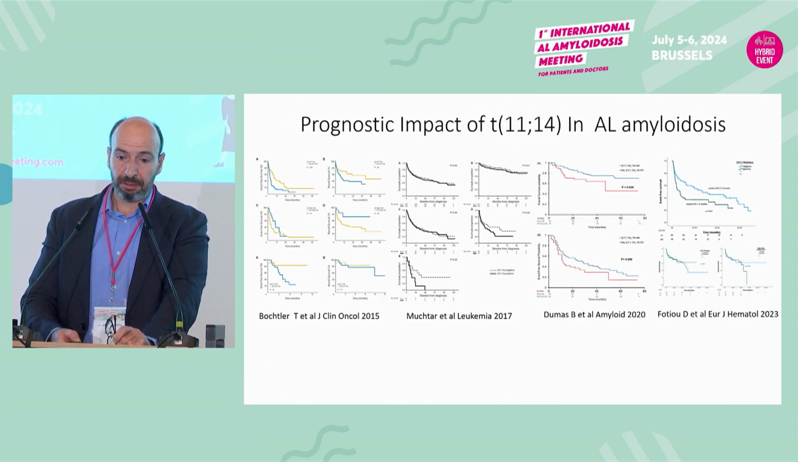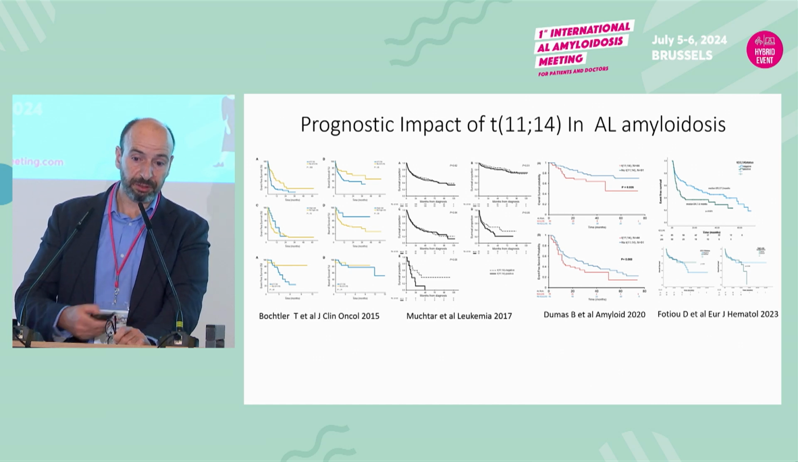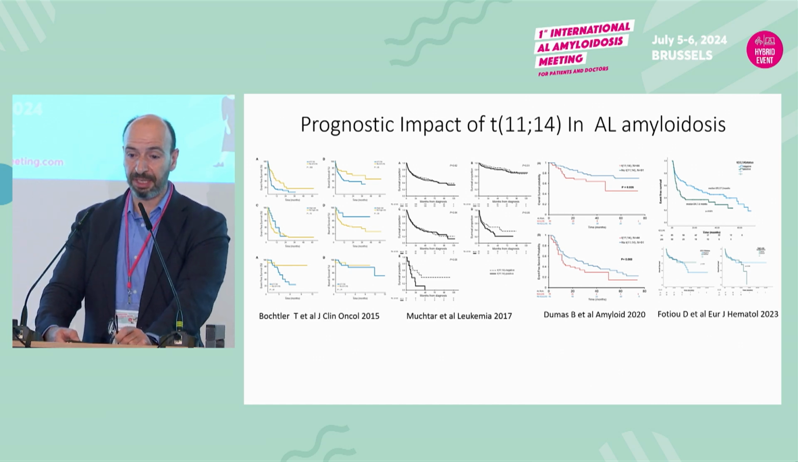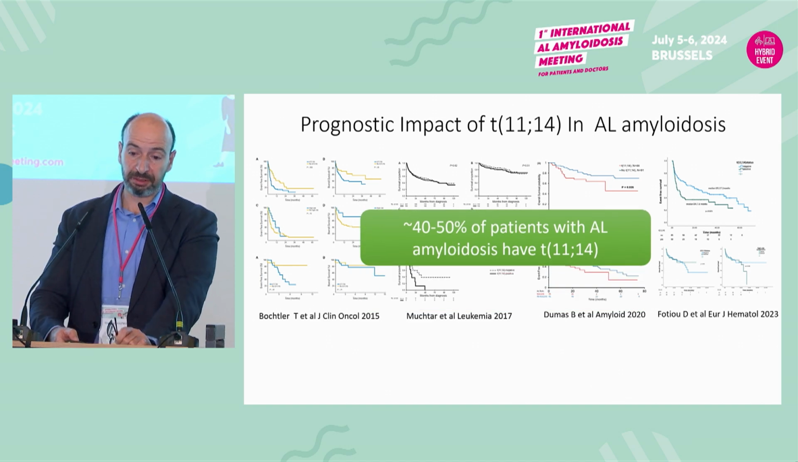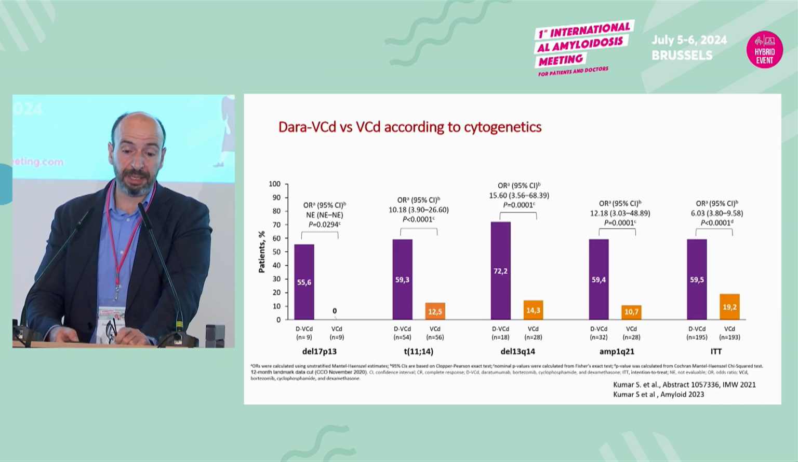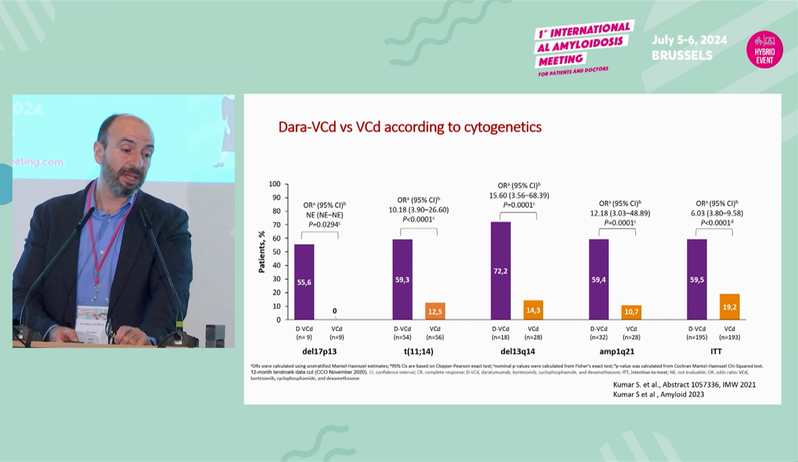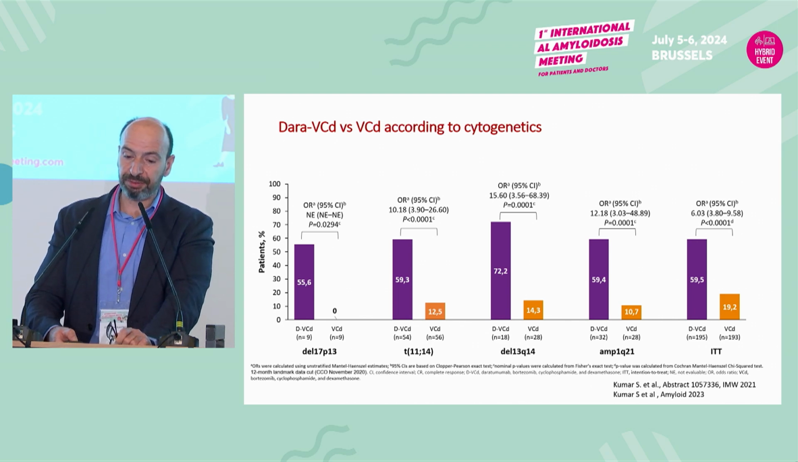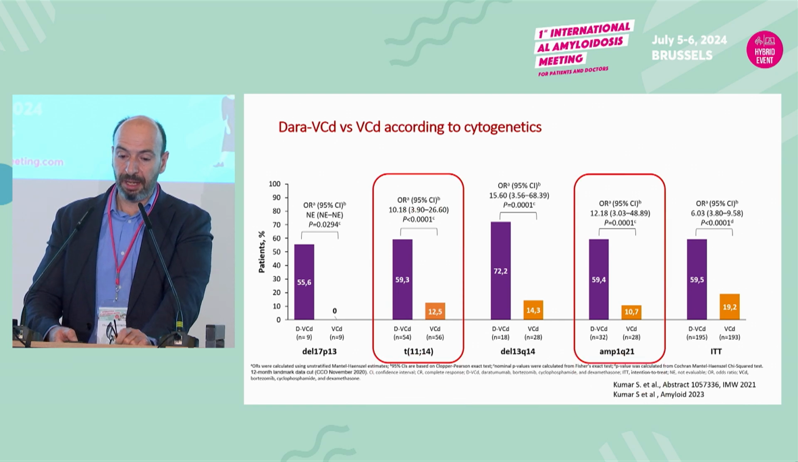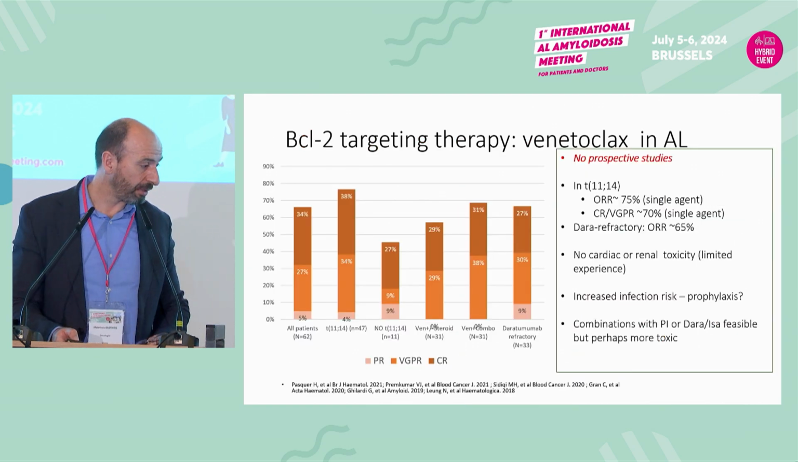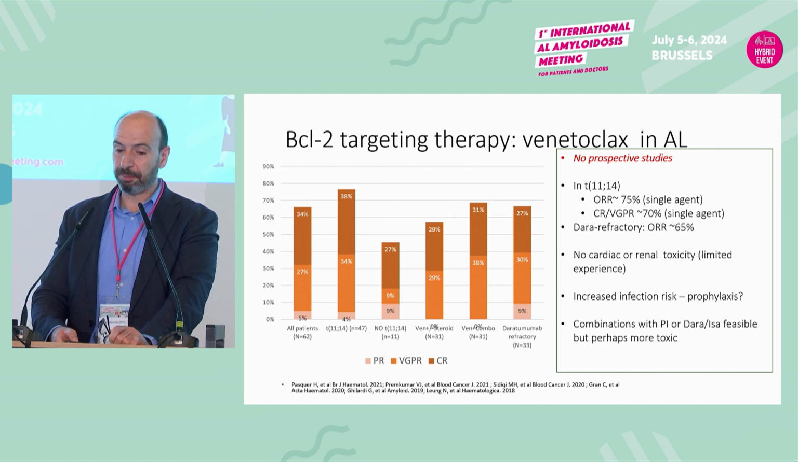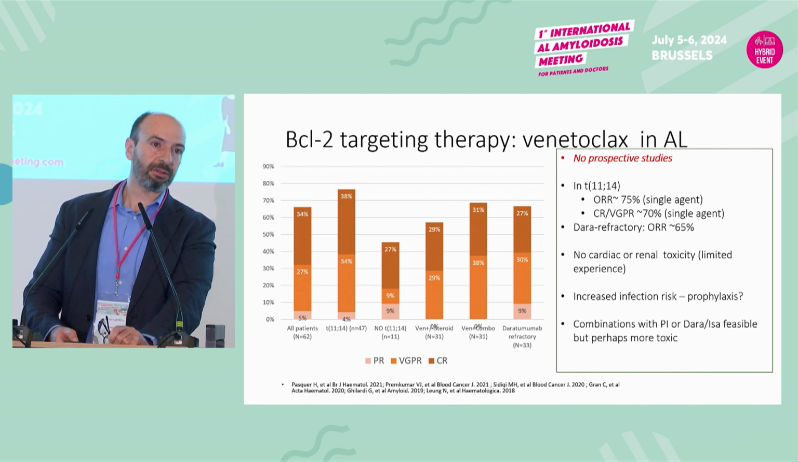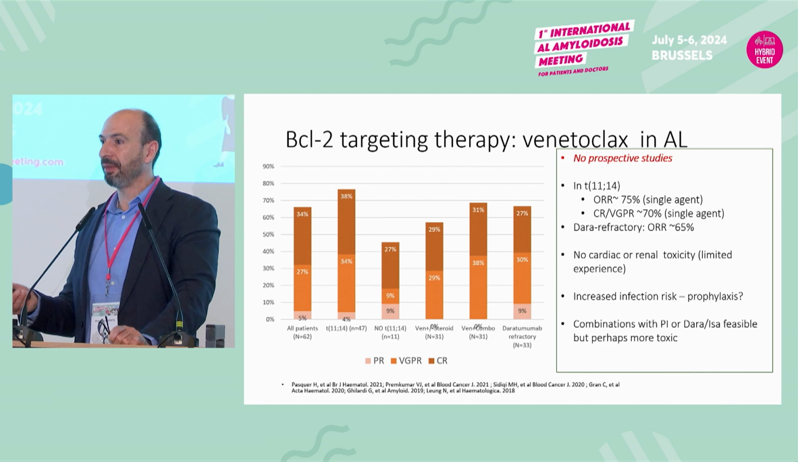We already heard about T1114, and Stefan Schönland yesterday showed very elegantly the importance of T1114. About 50% of our patients have T1114. We know that with daratumumab we can probably overcome the adverse effect of T1114 in those treated with VCD. However, the elephant here is venetoclax. Venetoclax is very active in these patients. We all use venetoclax. I know we all use venetoclax one way or the other.